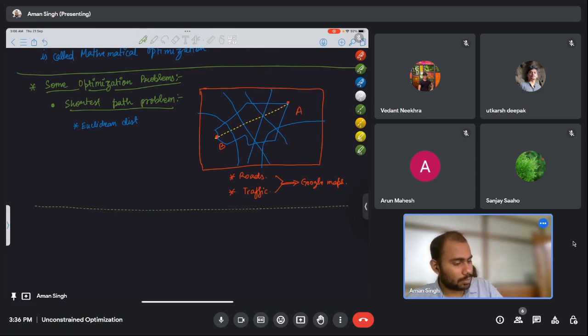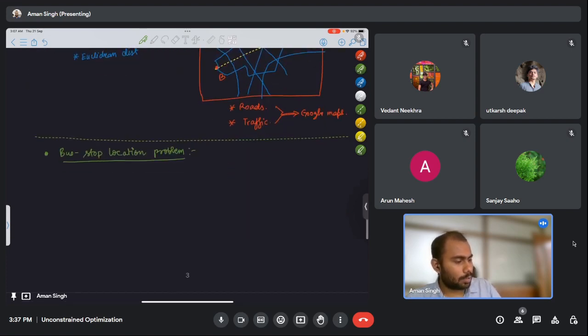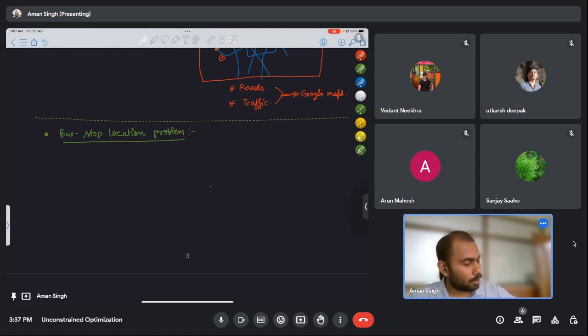Now there is another example, a problem called the bus stop location problem. Let's say there is a road PQ along which we have to build a bus stop. It's called the bus stop T. It can be built anywhere along this road PQ. And the way it has to be built is, let's say there are 2 points A and B, population dense points.